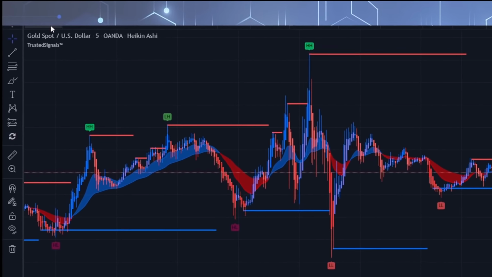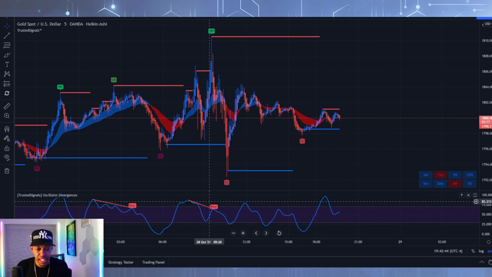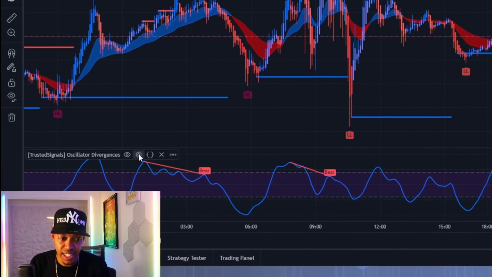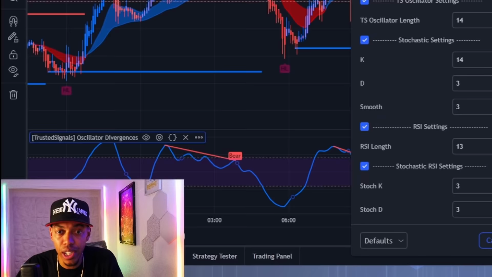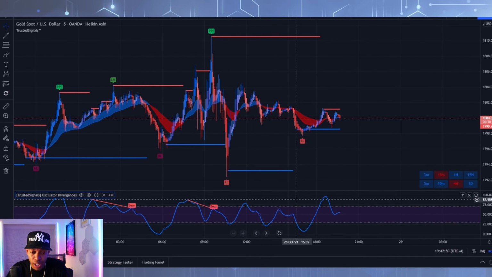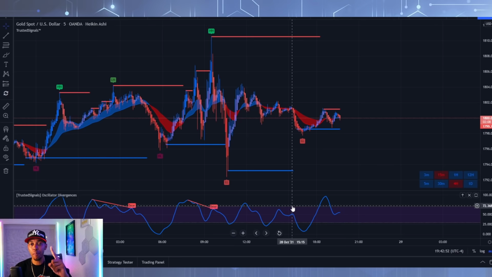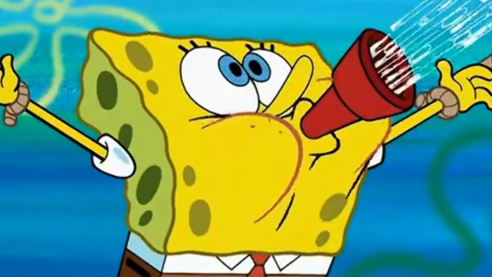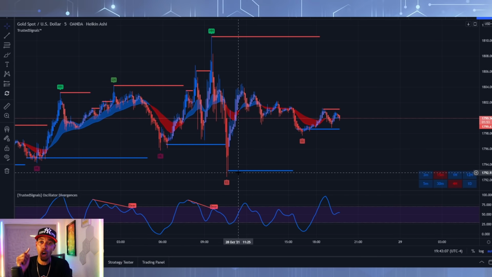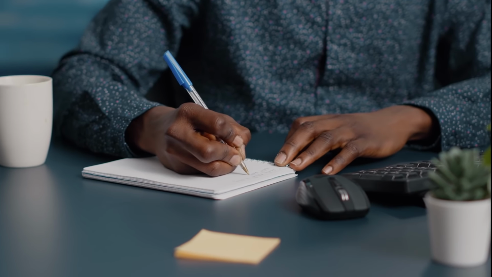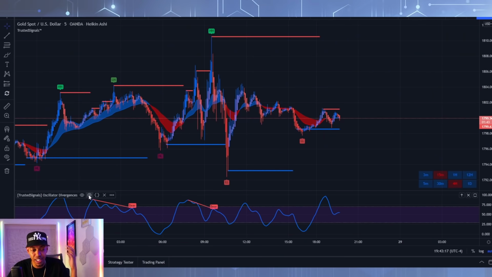As you can see here, I have gold on a 5-minute chart. This indicator right here, this divergence oscillator, is the most important indicator that I use, and this is one of my confirmations that I always need, and when I do not follow my rules, I lose the trade. Keep in mind, this will also keep you out of trades you have no reason to enter. This is the most important reason why I use this indicator. And this is the Trusted Signals Divergence Oscillator.